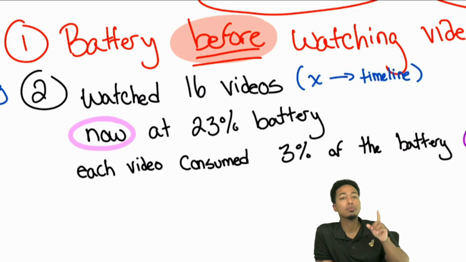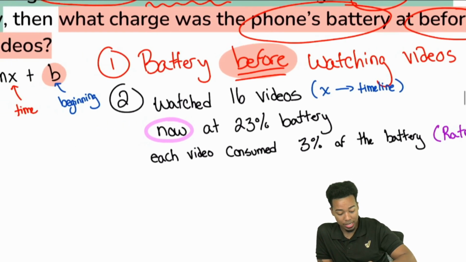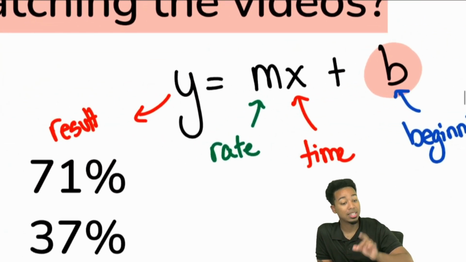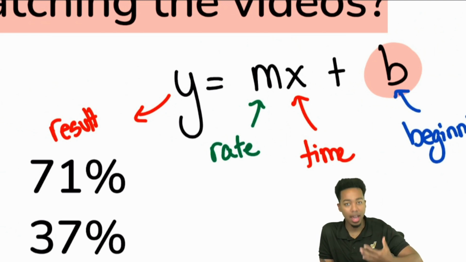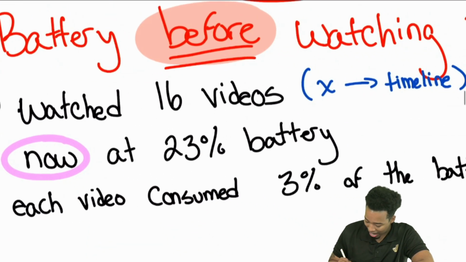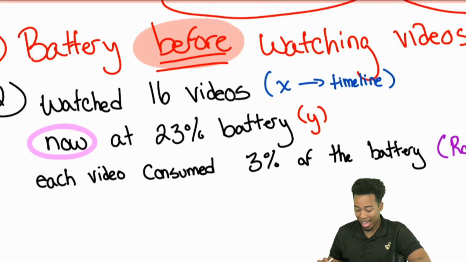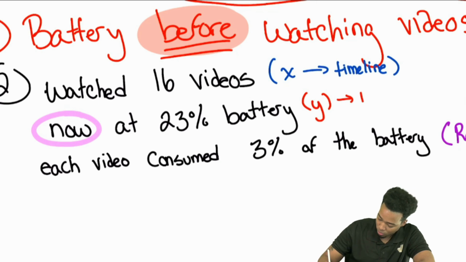Excellent. That's going to be the Y. Again, remember, the Y is the result. If we are now at 23% battery life, that's the result. We ended up at 23% battery life. So that's going to be our Y. And then lastly, again, so let me just write that down, the result.